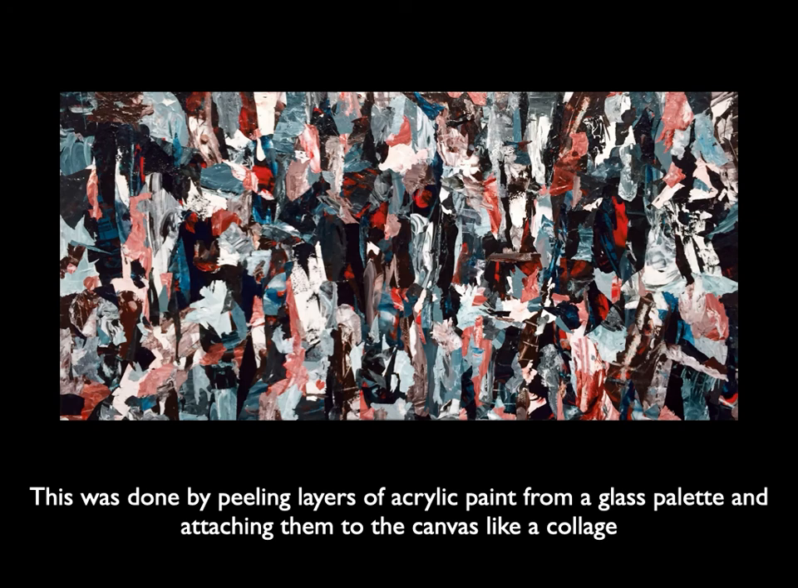Here the student poured a layer of acrylic paint on the palette in these different swirling colors, and then once it dried, peeled it off and applied it like a collage onto the canvas. And all these unpredictable breaks in color and shape happened from that.